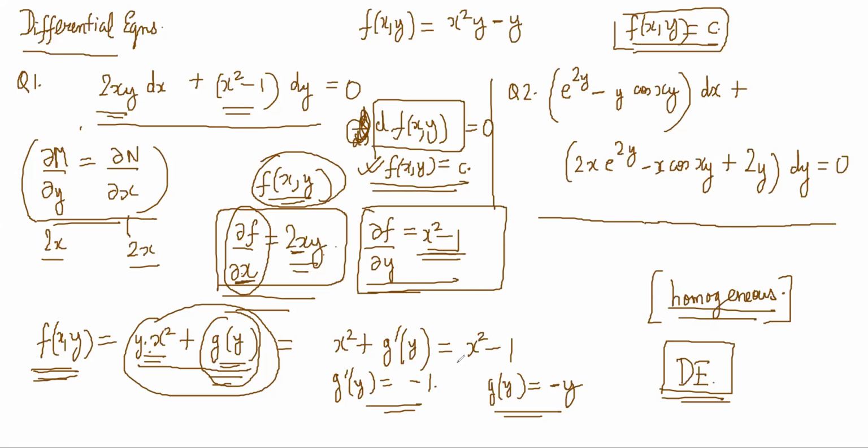Once we wrote that, we got g dash y with respect to y here. Dou by dou y we had done. So this g dash y, dou g by dou y, is equal to minus 1. So g of y is coming as minus y.